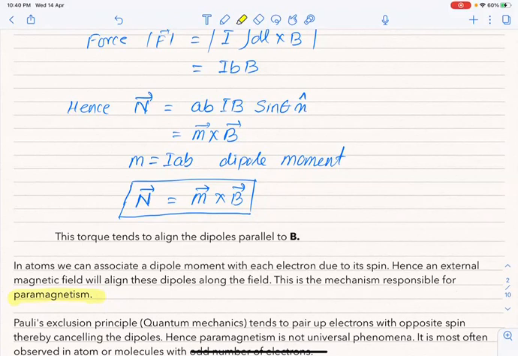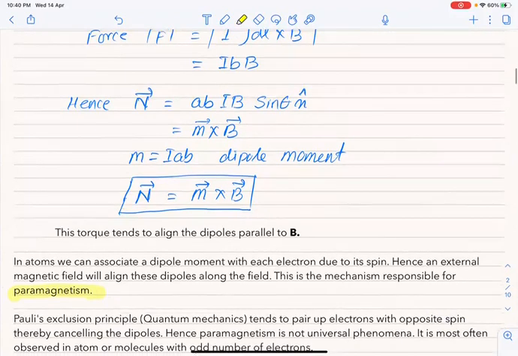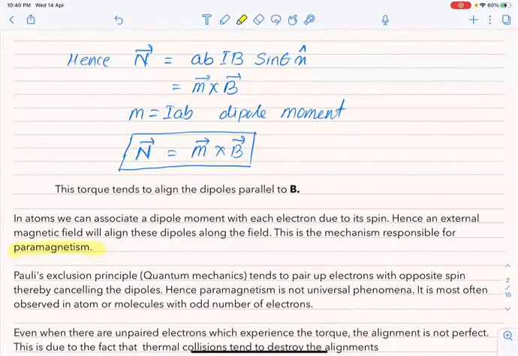Because of Pauli's exclusion principle in quantum mechanics, electrons come in pairs. They tend to pair up with opposite spins, which in effect cancel the dipoles. Therefore, paramagnetism is not a universal phenomenon.